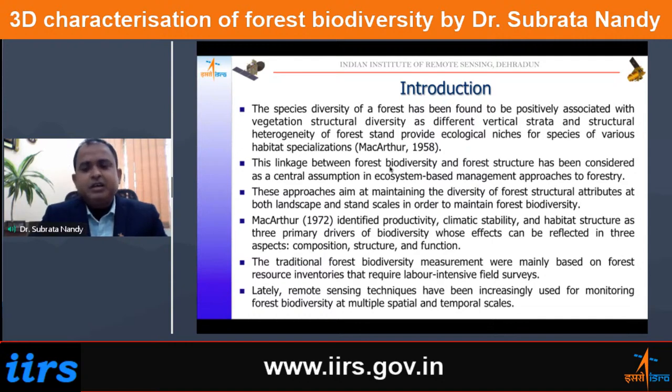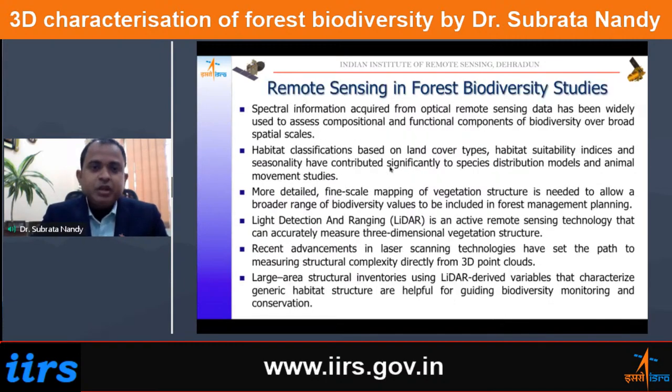are mainly based on ground-based inventories, which are very labor intensive. Hence, remote sensing techniques have been increasingly used recently for biodiversity assessment as well as for monitoring at various spatial as well as temporal scales.